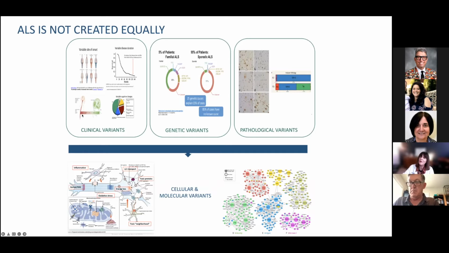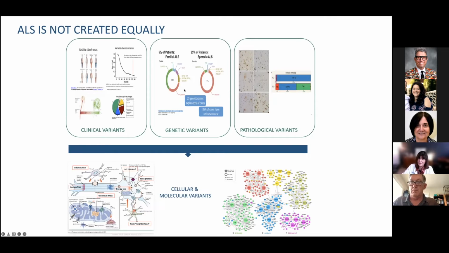We know very well that ALS is part of a spectrum of diseases that also involves frontotemporal lobe dementia. And therefore, the complexity and the heterogeneity of the disease really is broader than we thought 25 years ago when I started to work on ALS.